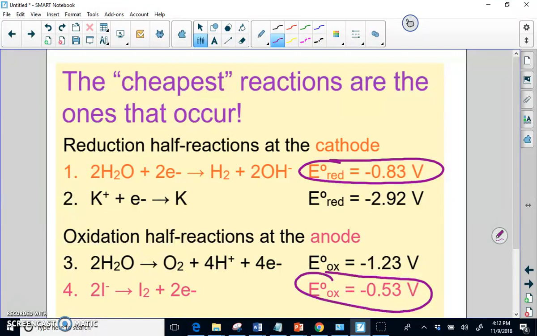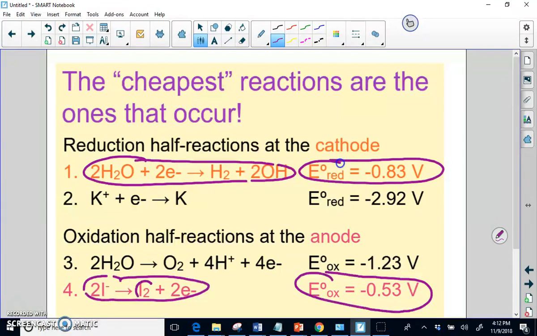So what that means is you have a solution of potassium iodide dissolved in water. At the cathode, you're going to generate hydrogen gas, and at the anode, you're going to generate iodine. Not oxygen gas, because this reaction is too expensive to occur. We would rather do the one that doesn't require as much energy.